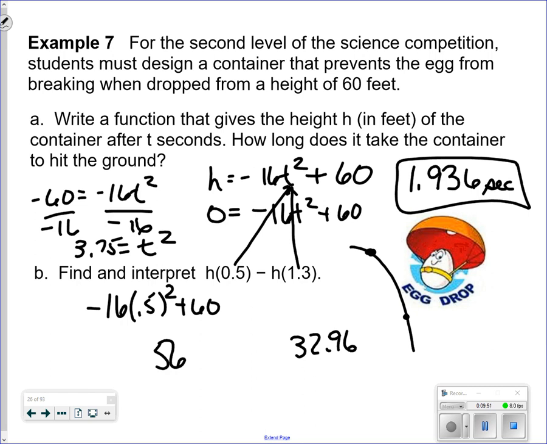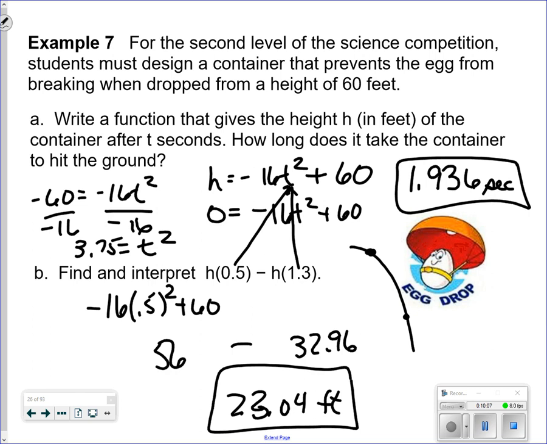So I'm finding the distance between those two times. So 56 minus 32.96, that egg has traveled 23.04 feet during that time frame. So that's what they're asking for. Find and interpret then those distances.